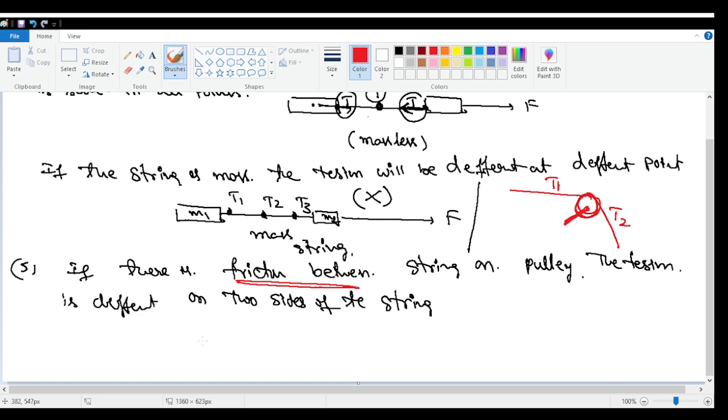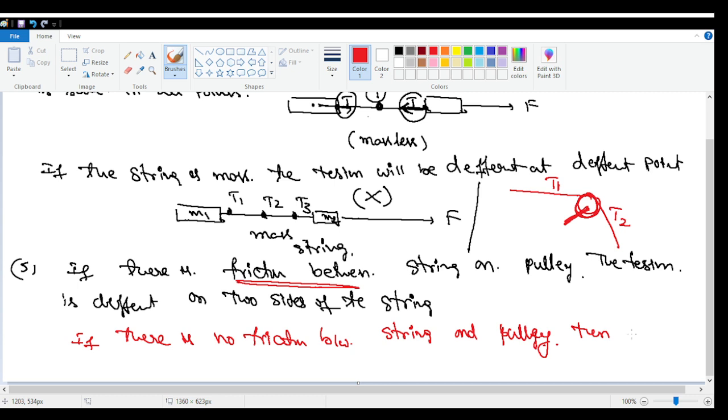If there is no friction between the pulley and string, పుల్లీకి స్ట్రింగ్స్‌కి మధ్య ఫ్రిక్షన్ లేదనుకోండి, అటువంటి సిచ్యువేషన్లో the same tension will appear on both sides. చూడండి, ఇప్పుడు మనకి ఏం తీసుకుంటున్నాం అంటే if there is no friction between string and pulley, then what will happen? Then the tension between the two sides is the same. The tension is the same on two sides.